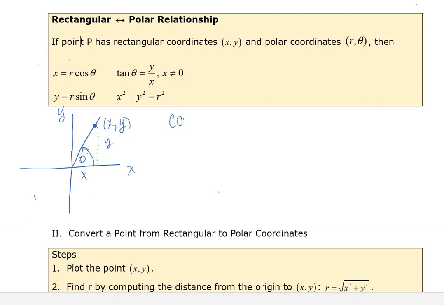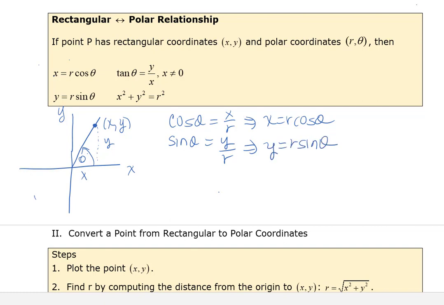And we know that the cosine of theta is equal to x over r. And if you multiplied both sides of that equation by r, you would get x equals r cosine theta. And we know that the sine of theta equals y over r. Multiplying both sides by r, you get y equals r sine theta. Now we know that the tangent of theta equals y over x, but we're going to use that relationship to actually find theta.